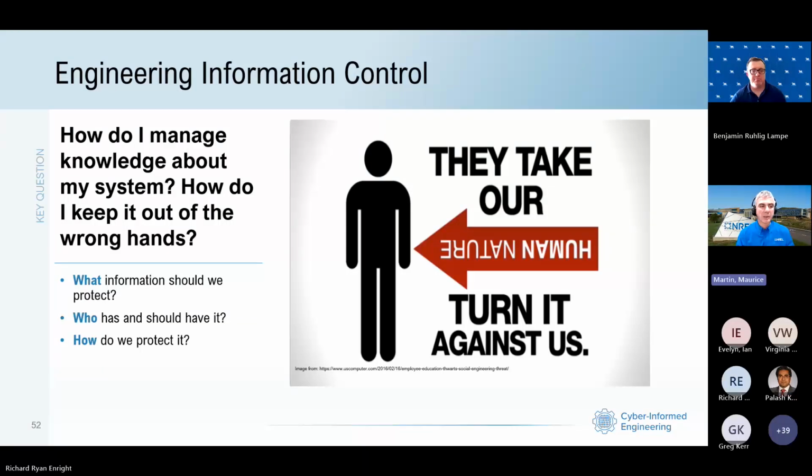Engineering information control. Basically, make sure that the engineering aspects of your system design are protected, as well as other aspects. If the attackers know less about how your system operates, it will be harder for them to attack and produce those very high consequence events.